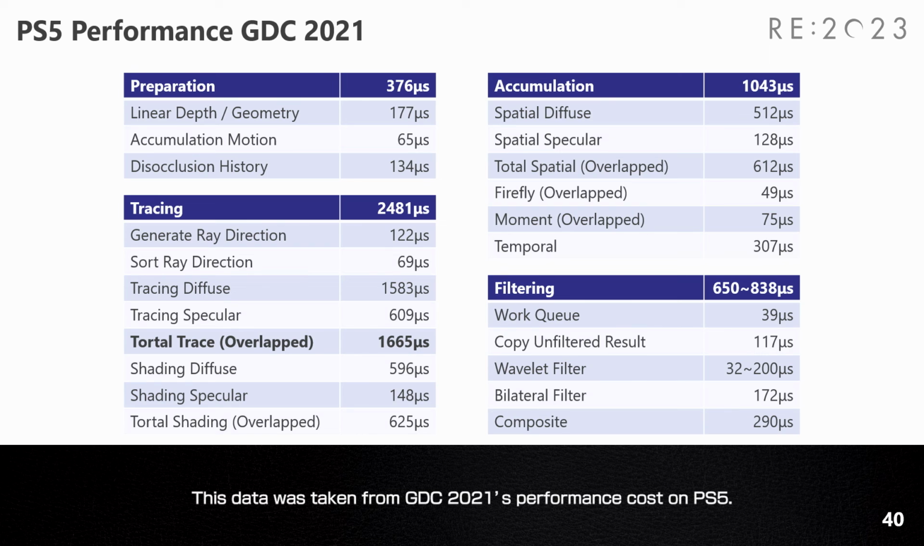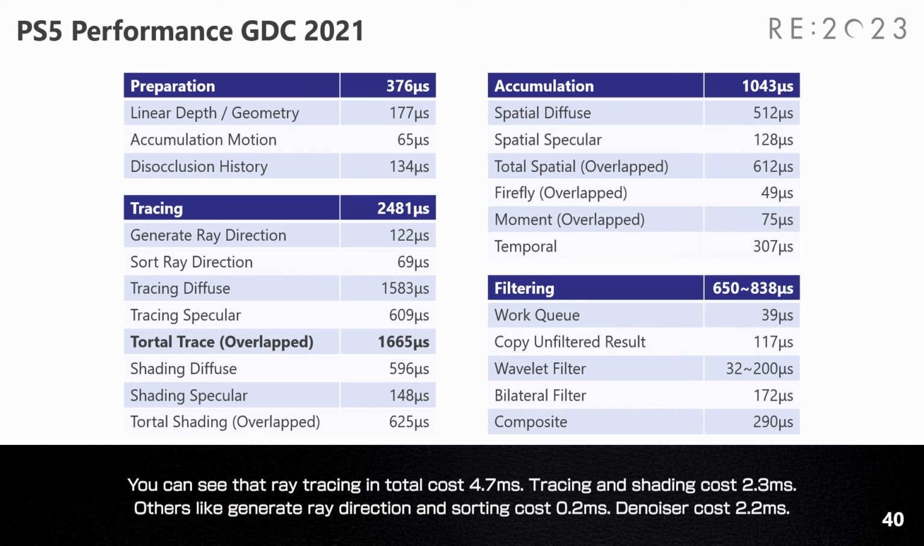This data was taken from GDC 2021's performance cost on PS5. You can see that ray tracing in total costs 4.7 milliseconds. Tracing and shading cost 2.3 milliseconds. Others, like generating ray directions and sorting, cost 0.2 milliseconds. The denoiser costs 2.2 milliseconds.